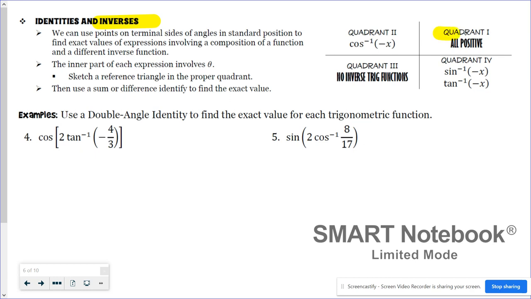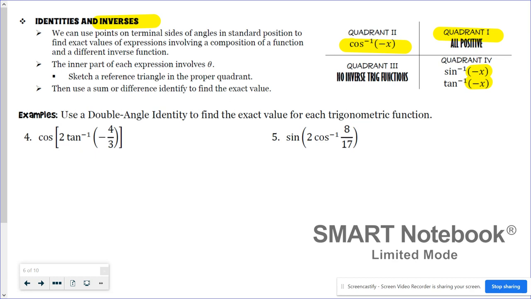So just remember, when we're working with inverses, when we see that inverse notation, if the inside of our function is positive, we're going to draw a reference triangle in quadrant 1. Now, if the inside of our function is negative and it's cosine, we're going to draw a reference triangle in quadrant 2. And for those negative insiders, for inverse sine and inverse tangent, will be in quadrant 4.